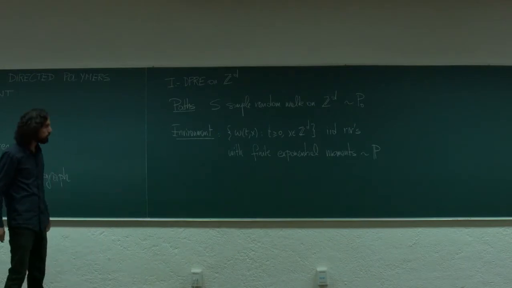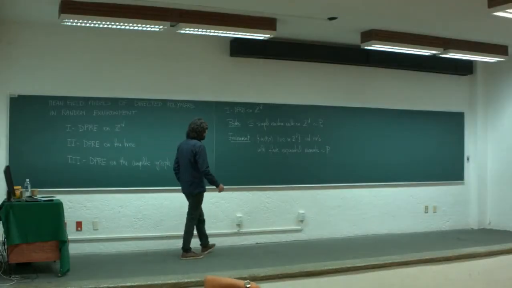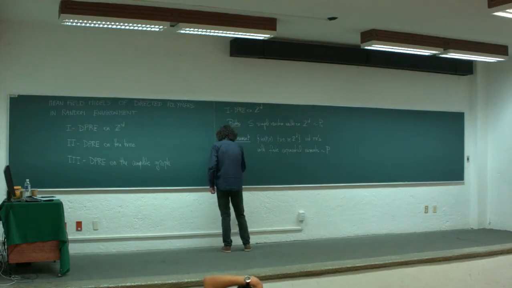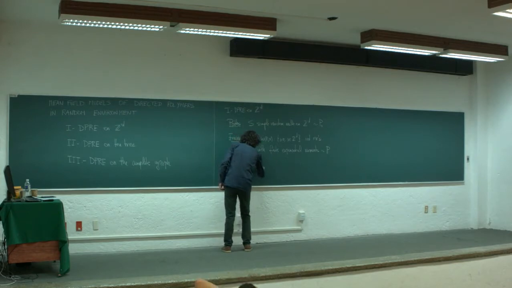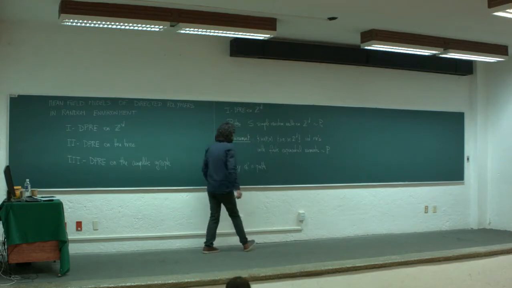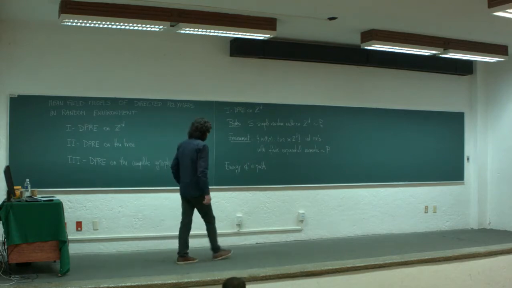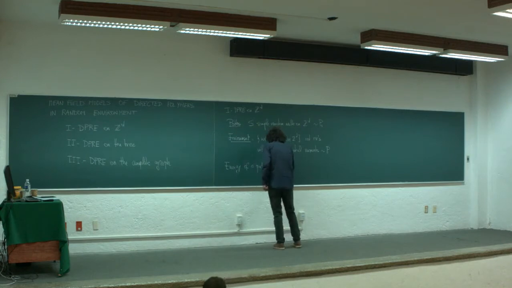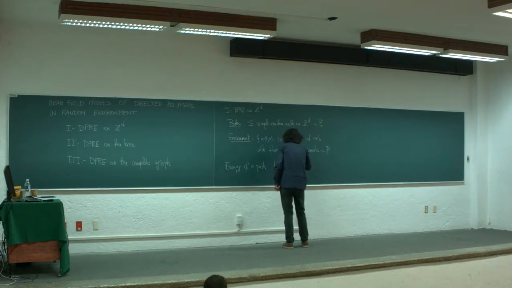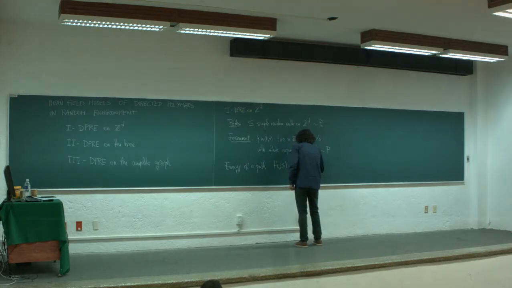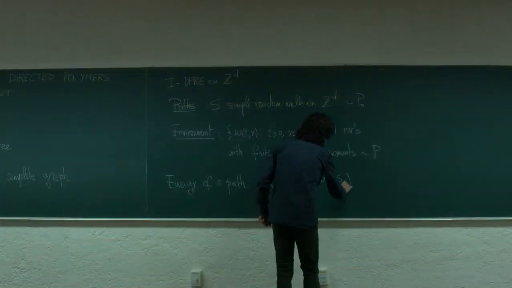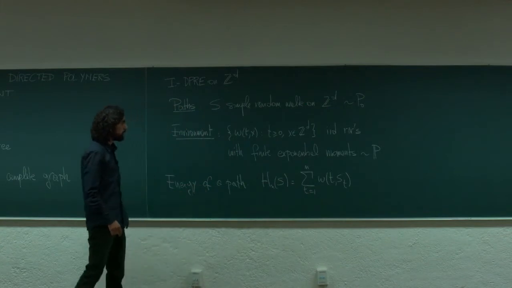So next, once I have the paths and the environment, I will introduce the energy of a path. So this will be the sum of all the random variables encountered by the path. So H_n of S is the sum of t running from 1 to n of omega(t, S_t), where S_t denotes the position of the walk at time t.